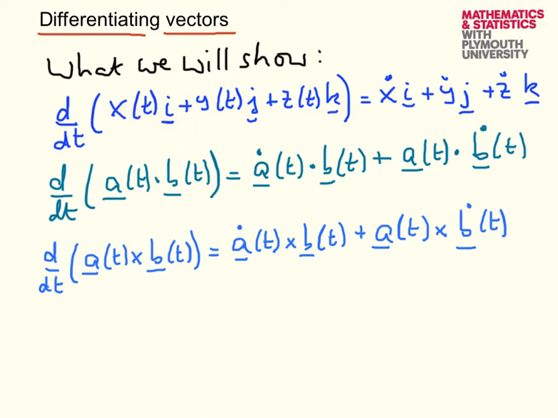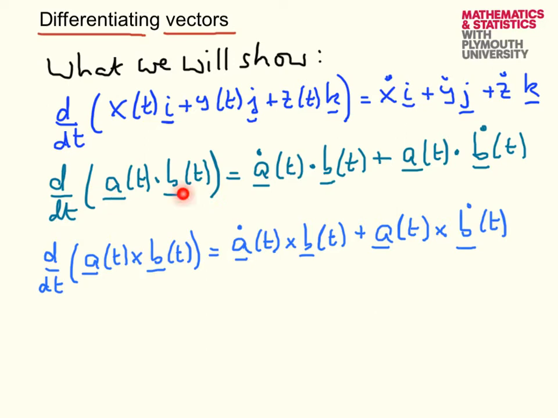I'm going to show that from the definition of a derivative, all you need to do is to differentiate the coefficient functions and just leave the basis vectors i, j and k in place. So we take this, differentiate it with respect to time, and that is the component in that direction, etc.